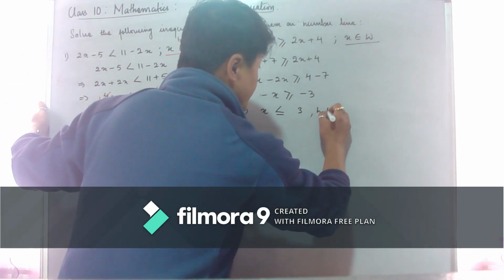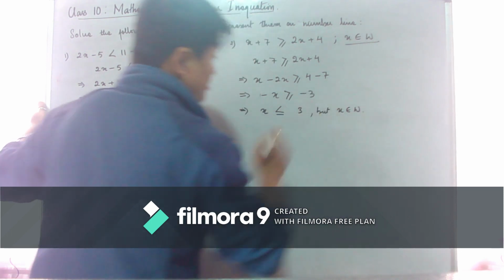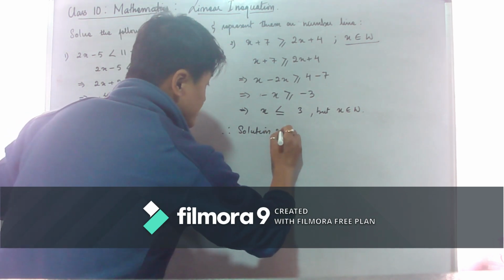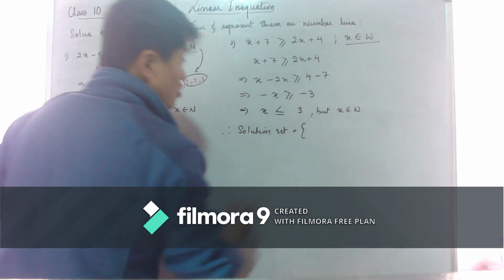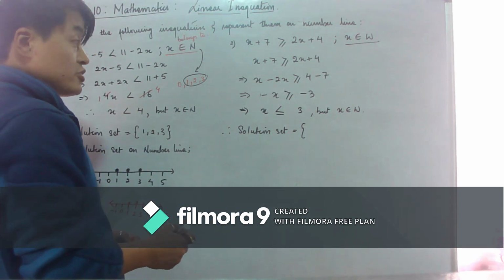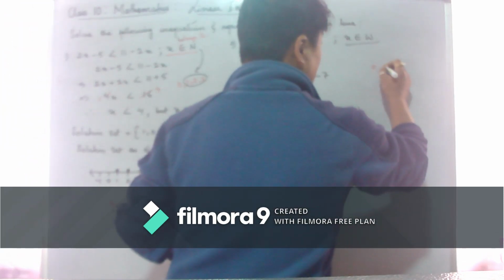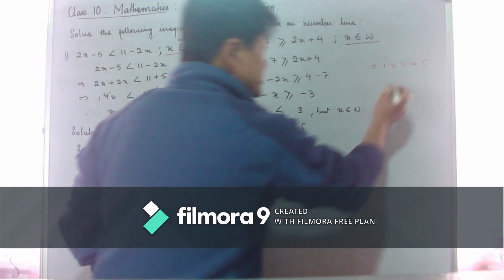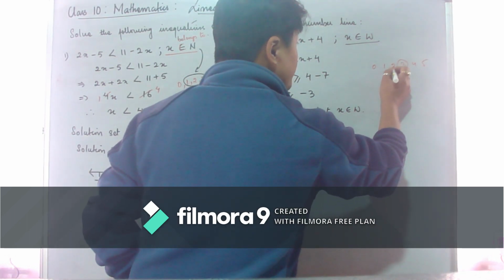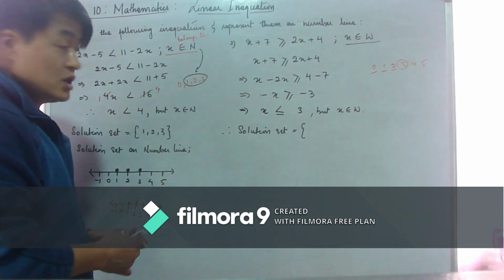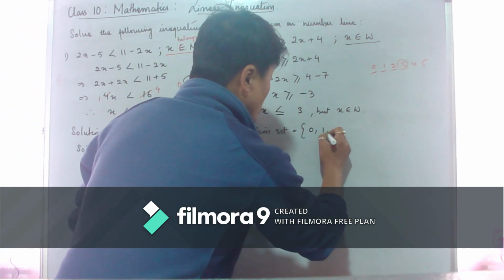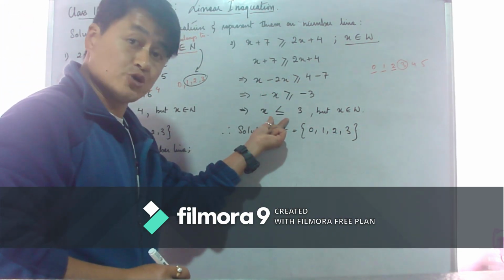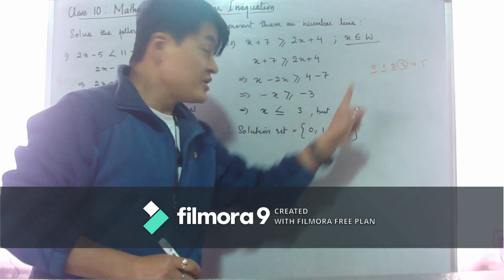And we know that x belongs to W, whole numbers. Therefore our solution set is the whole numbers less than or equal to 3. Whole numbers are 0, 1, 2, 3, 4, 5. The numbers less than or equal to 3 will also include 2, 1 and 0. These are the whole numbers. So we'll write here 0, 1, 2, 3 are the solution set. Since it is less than or equal to, we have to keep 3 also.